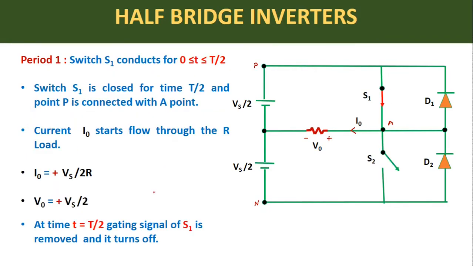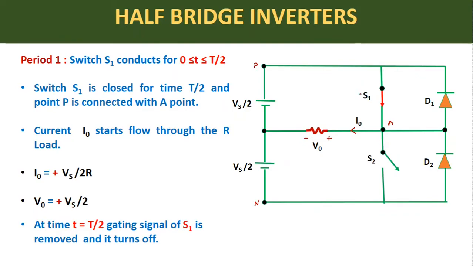So first we will understand the working of this circuit during period 1, that is when switch S1 is closed. When switch S1 starts conducting, it will act as short circuit and S2 will remain in the off condition during the time t is equal to 0 to t is equal to T by 2.